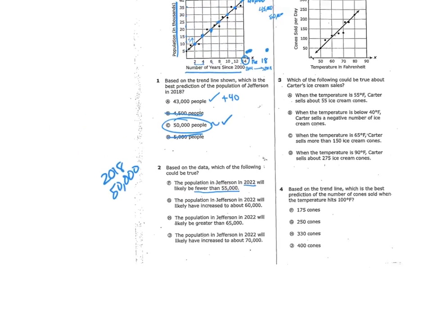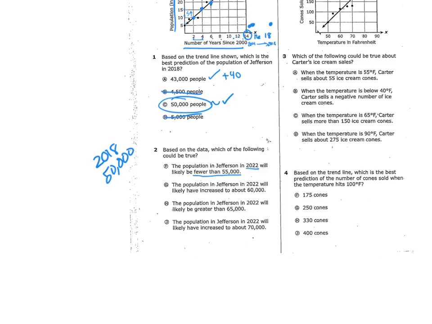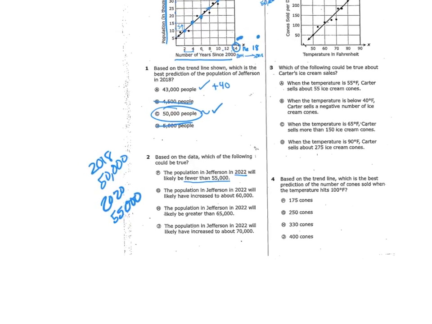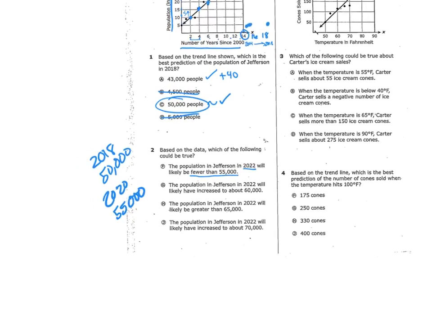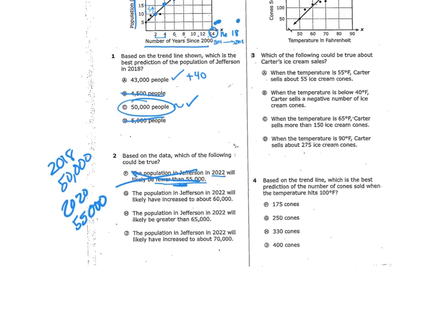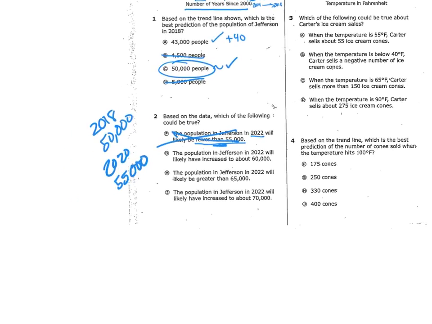So if we're going off of that graph, in 2020, the population should be about 55,000. So in 2022, it would have to be more than that, not fewer than that. G, the population in Jefferson in 2022 will likely have increased to about 60,000. Possibly, because if I keep adding on to those years in 2022, it should be about 60,000.